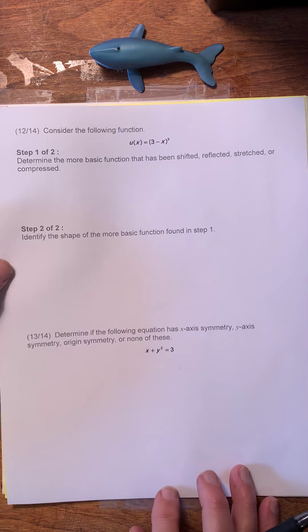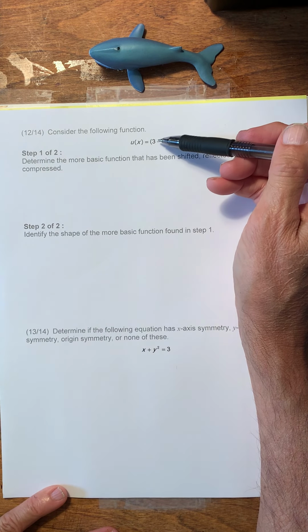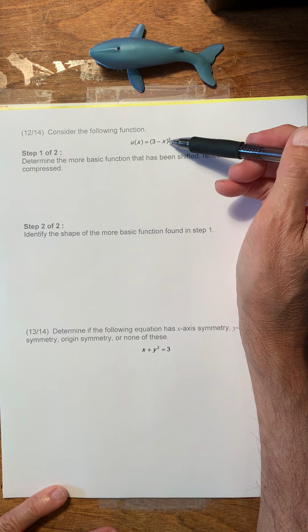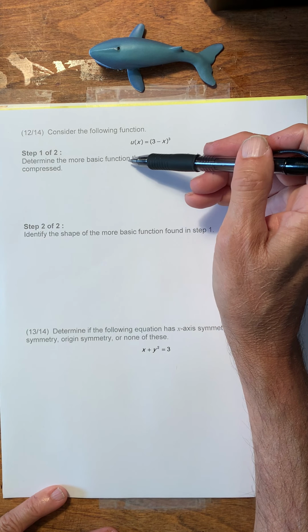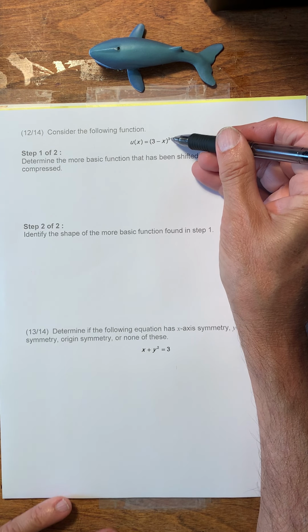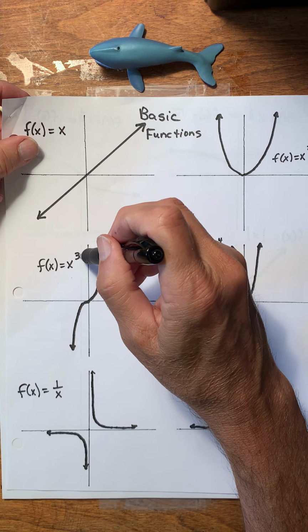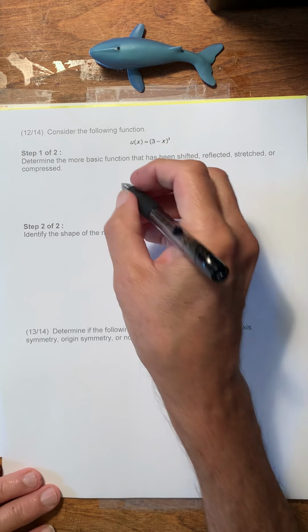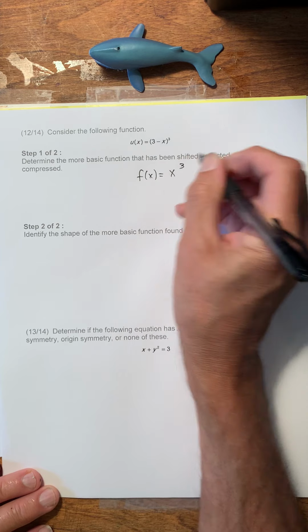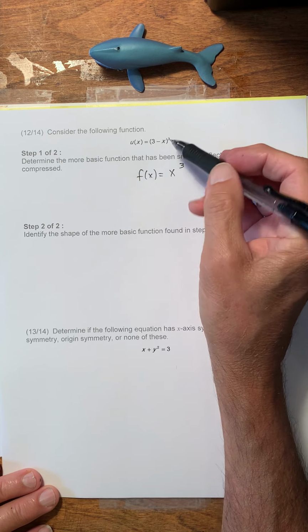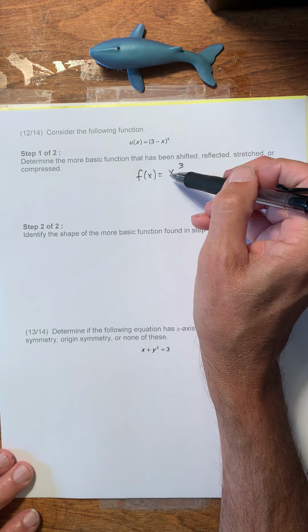All right, last 2 here. Here we go. Consider the following function. There it is. 3 minus x cubed. It says determine the more basic function. Notice this is a cubed. So I'm going to find something with an x. There it is, an x cubed. And I'm going to say it is f of x equals x cubed. Notice I didn't even have to worry about what's being done to it. Just identify the basic graph that is being transformed.